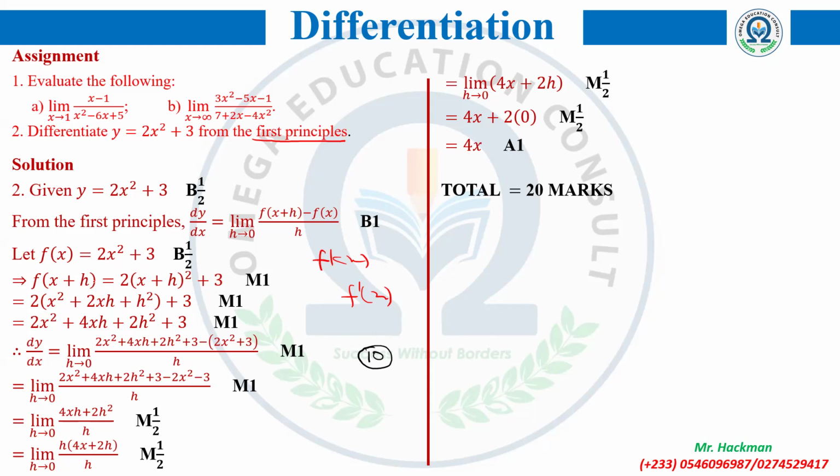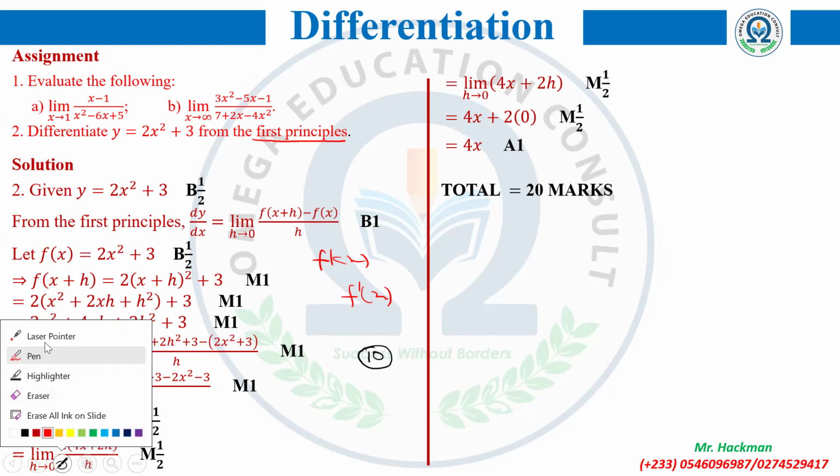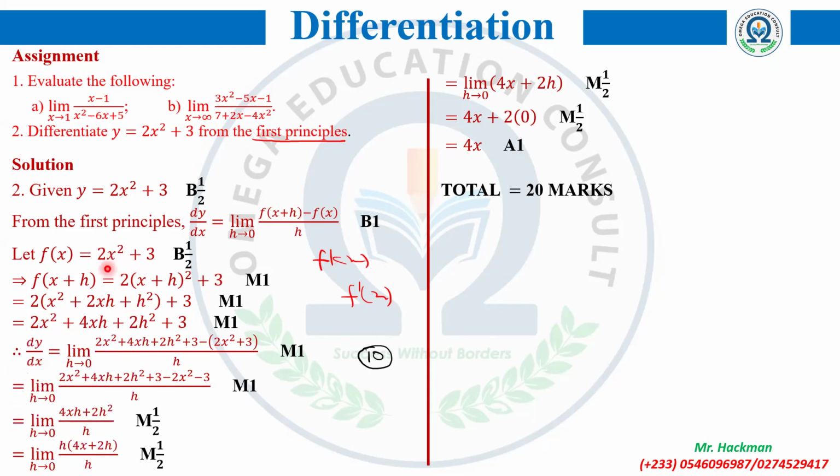So f of x plus h will mean wherever you see x in f of x, let me pick the laser so that you can see clearly the pointer. So f of x plus h will mean wherever you see x in f of x, replace it by x plus h. So this will be equal to 2 into our new x, which is x plus h, squared. Don't forget that it is squared and it's a binomial. You put that in bracket squared, then plus 3.